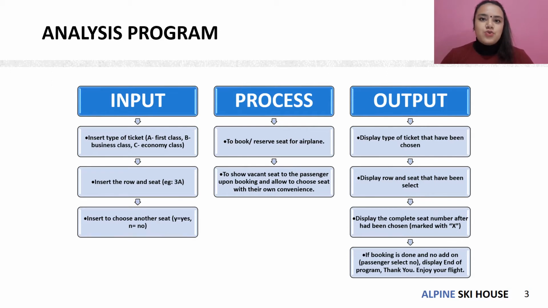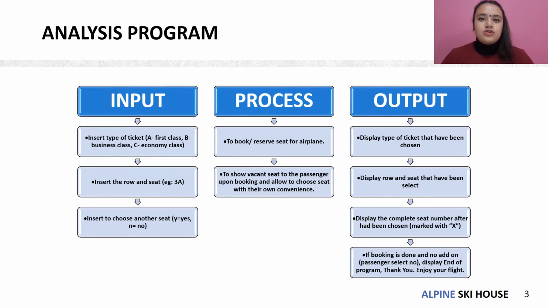For the first input, we insert the type of ticket, such as A is first class, B is business class, C is economy class. Then we insert the row and seat, for example, we choose row 3 and seat A, so it will become 3A. Then we choose whether to select another seat. If we would like to choose another seat, we put yes. If not, we put no.